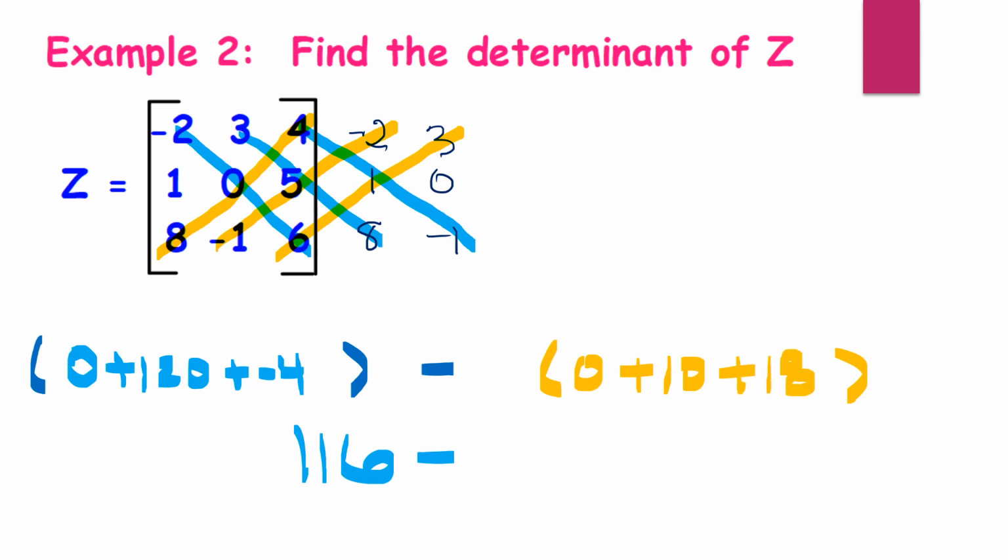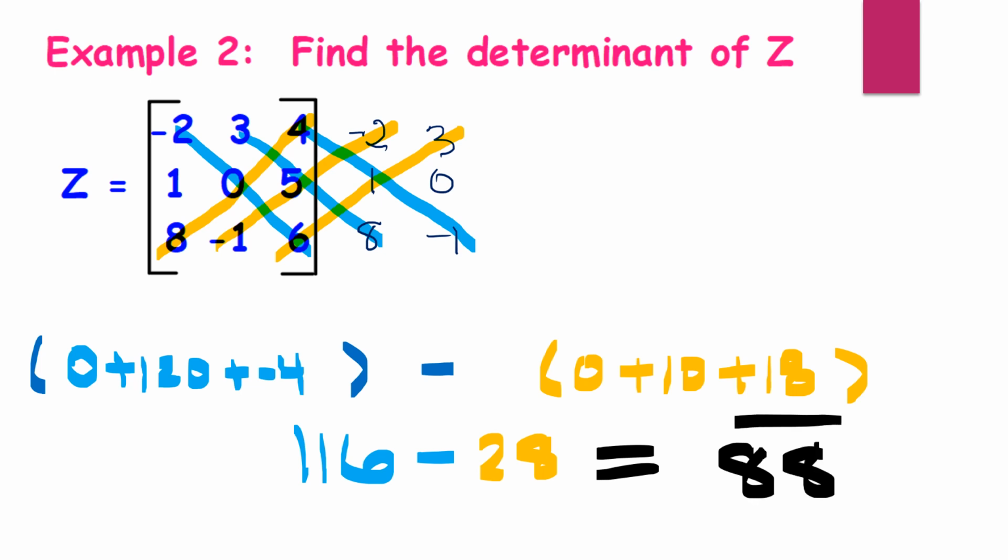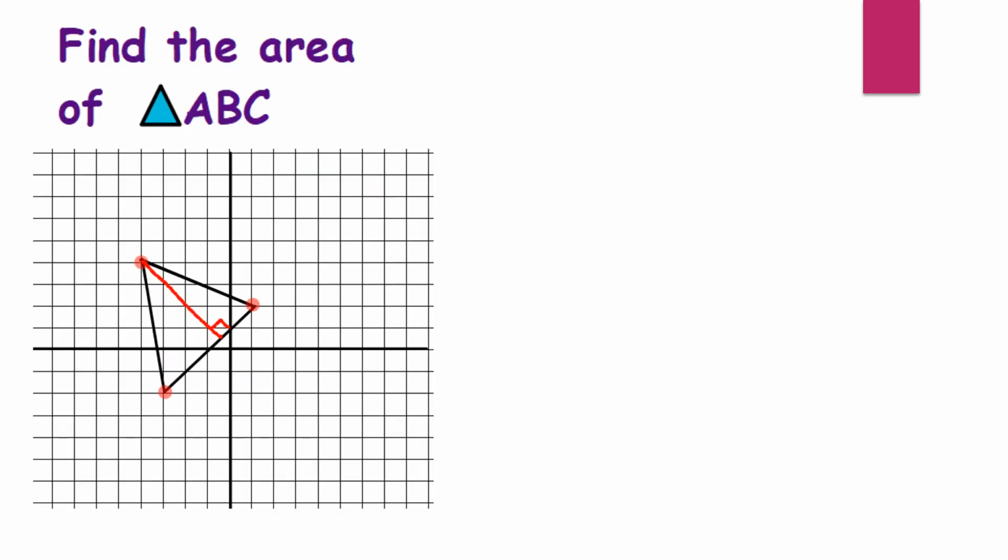So I have 0 plus 10, which is 10, plus 18 is 28. And when you subtract, you determine that the value, why am I writing a 2 there, is actually 88. So the determinant of matrix Z is 88. There you go. All right, so now we're on to the application.